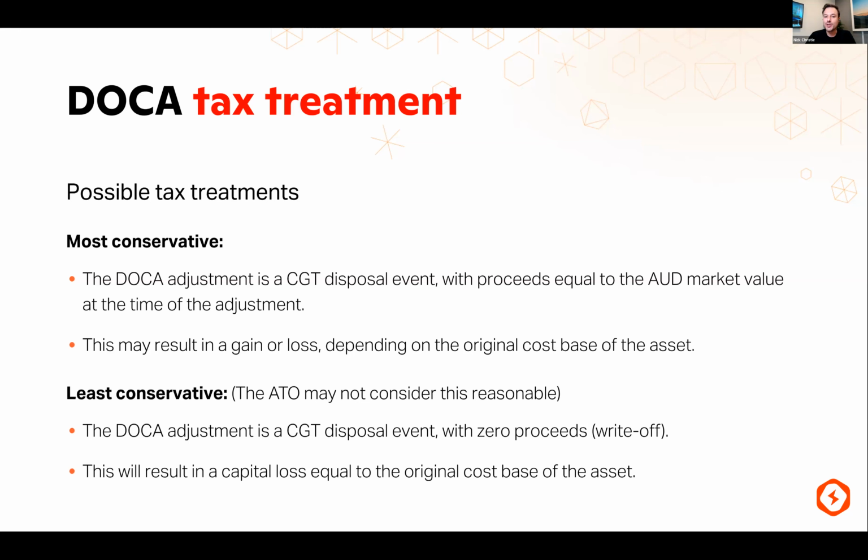There's also a less conservative approach, but the ATO may look at this and say that it's not reasonable. We just don't know yet. That would be to say that the Docker adjustment is still a CGT disposal event, but the proceeds from the sale are zero. Basically, you're writing off those assets to say that they're completely gone and you got nothing in return for them. If you apply this, which you can also do in Syla by reclassifying it, it would result in a capital loss, and the capital loss would be equal to whatever the original cost base was that you purchased those assets for.